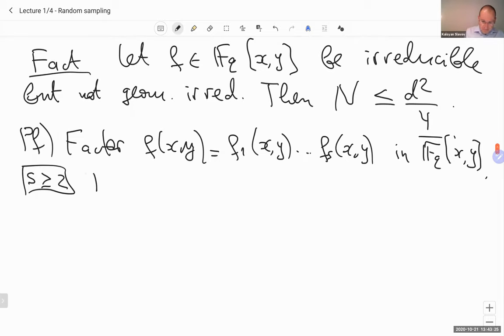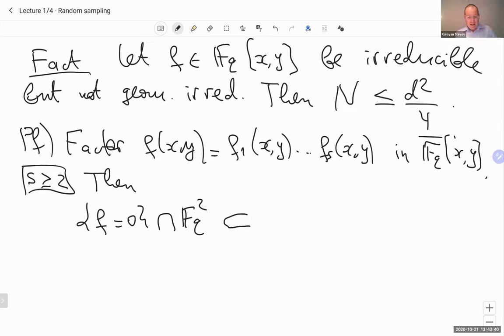Now, if I look at a solution of f equals 0 with coordinates in F_q, an F_q solution of f equals 0, a priori, it's a zero of one of these polynomials, f1 up to fs. However, we have the Frobenius. The Frobenius raises to the qth power. The Frobenius fixes that solution because it has coordinates in F_q, and the Frobenius acts on these irreducible factors.